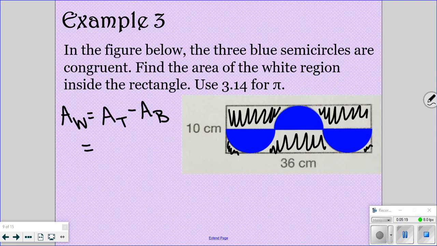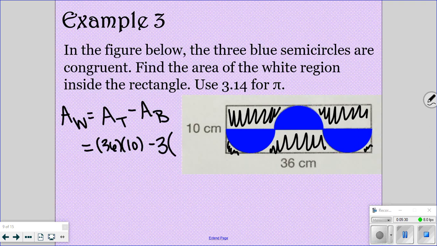So the area of the total is basically the area of the rectangle. So that would be 36 times 10. And then the area of the blue part, well, there are 3 semicircles. So we're going to take the area of a semicircle and then multiply it by 3 because they're congruent. So area of a semicircle, we're going to do half of pi r squared. And so the part that we have to figure out is the radius. There are 3 of these diameters. And so 36 divided by 3 would make each of the diameters 12, which means that the radius would be a 6.